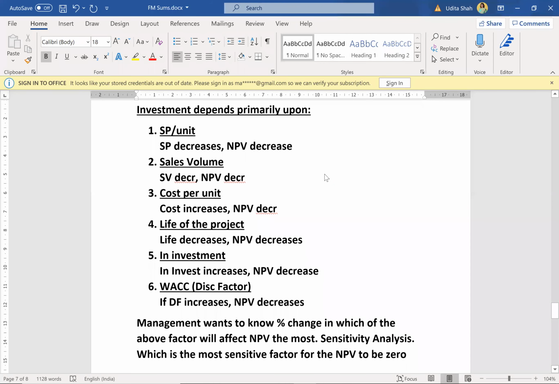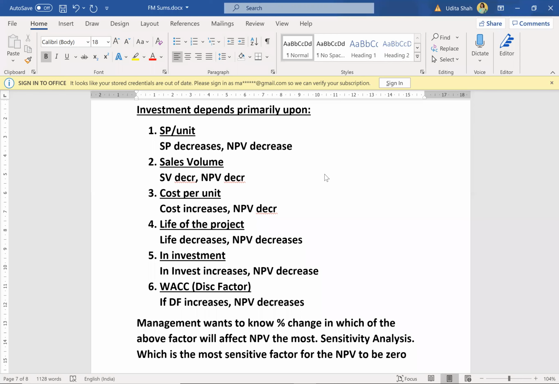So we'll have to do this for all the factors separately. Okay. At what selling price NPV becomes zero? At what sales volume NPV becomes zero? At what cost per unit NPV becomes zero? At what life of the project NPV becomes zero? At what initial investment NPV becomes zero? And at what discounting factor NPV becomes zero?